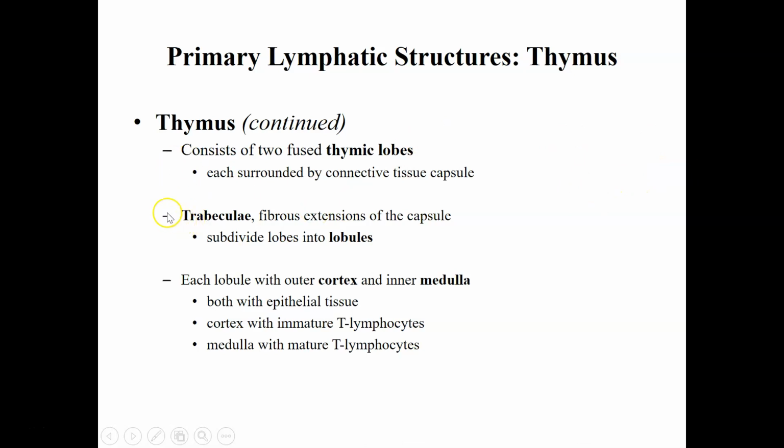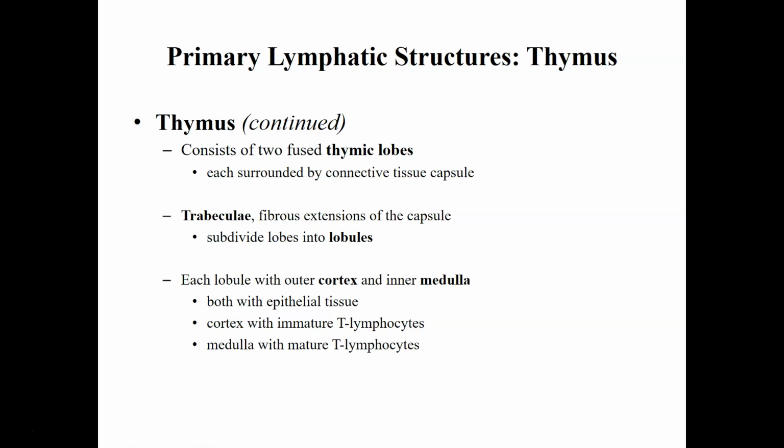Now, extending from the capsule interiorly are fibrous extensions, and these are basically barriers that extend inward and sector off the inner tissue of the thymus into chambers called lobules. The extensions are called trabeculae. These are basically partitions between neighboring lobules. The lobules are where the actual maturation of T cells occurs.